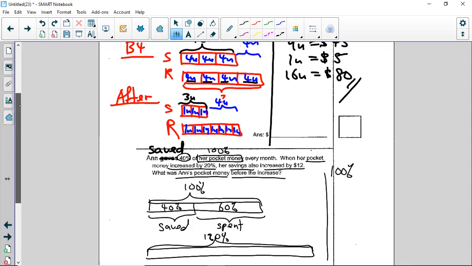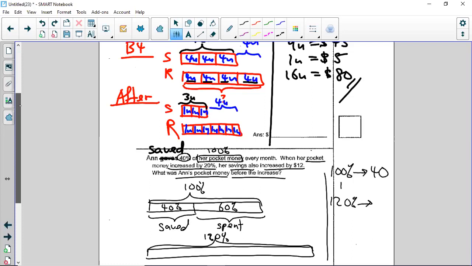So this is the savings at first. So can you find how many percent is 120%? So 100% is 40, right? 100% is 40. Then 120% will be how much?